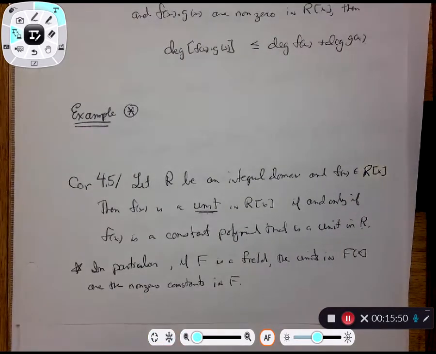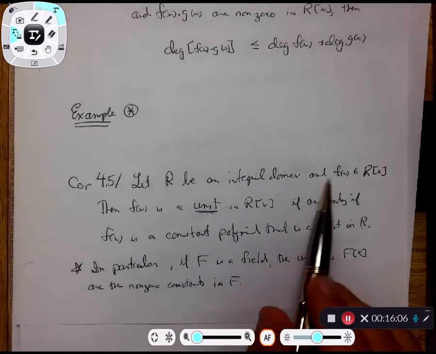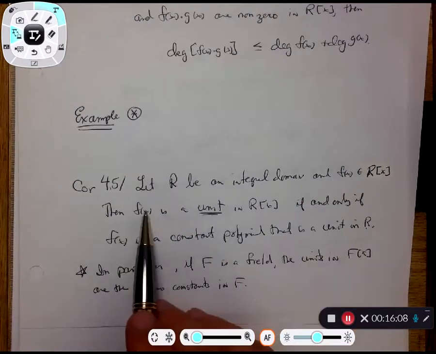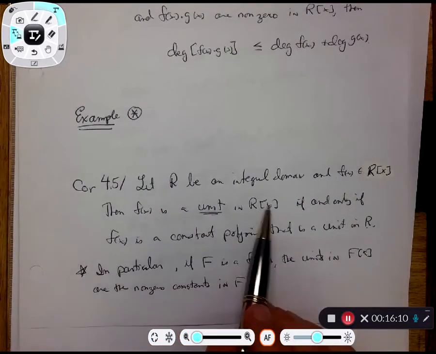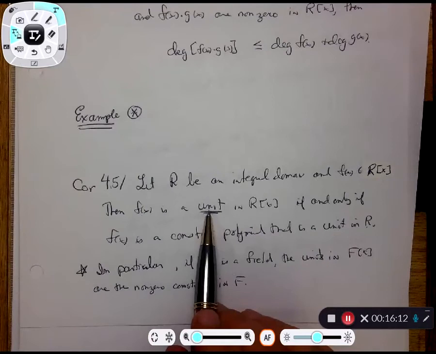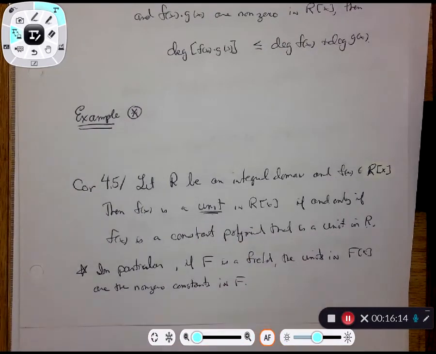All right, remind ourselves what a unit is. A unit is a multiplicatively invertible element. You've got an element such that there exists another element inside the ring where the product is equal to 1. It's an invertible element. So if you've got a polynomial being a unit, that means it has to be invertible. Again, we're talking about polynomials here.